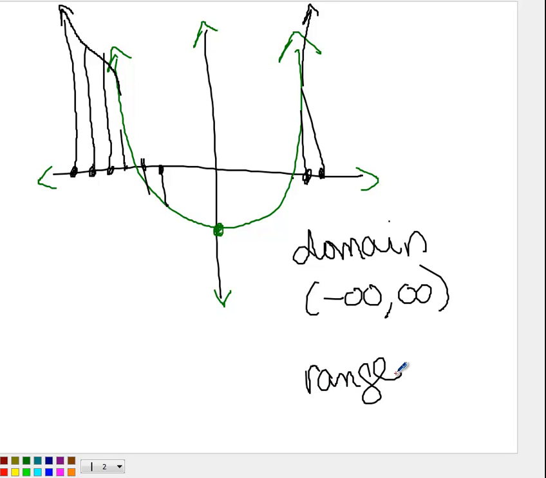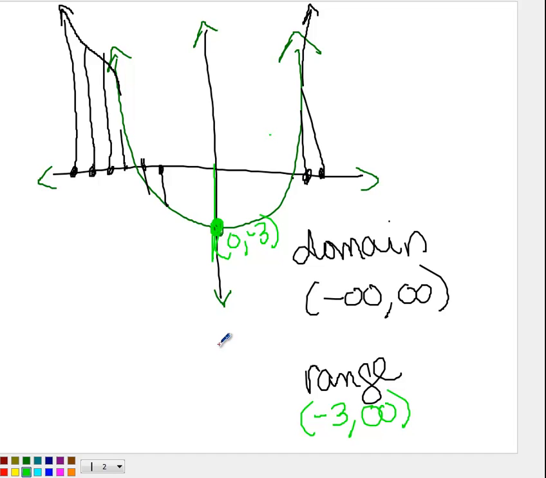Now the range is a little different. If we look at the range, or if we look at the y, this graph's lowest point on the y is here. I'm not sure what point this is. We can call it (0, -3). I'm just guessing what it is. So this is my lowest point, and it keeps going up, up, up. So the lowest point is where we're going to start, -3, all the way out into infinity.